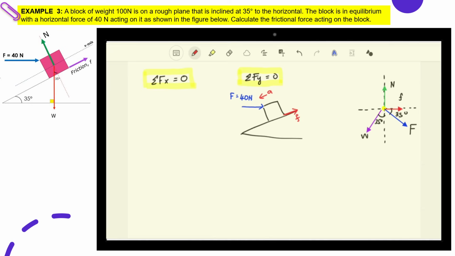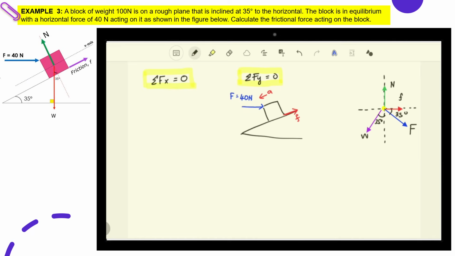Kalau kita tak ada 40 Newton tu tahan blok tu, apa yang akan berlaku? The block will start to move downward. So the frictional force must be in the opposite direction to the motion. The motion is downward, so the frictional force must be opposite. In this case now, the block is in equilibrium. Maknanya bila you tahan dengan external force 40 Newton, you try to hold the box from moving. That's why total Fx is equal to 0 and total Fy is also equal to 0.